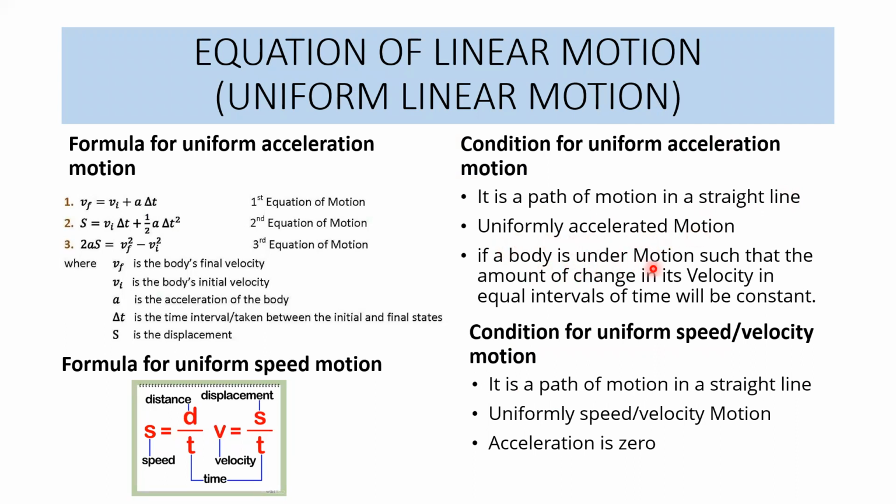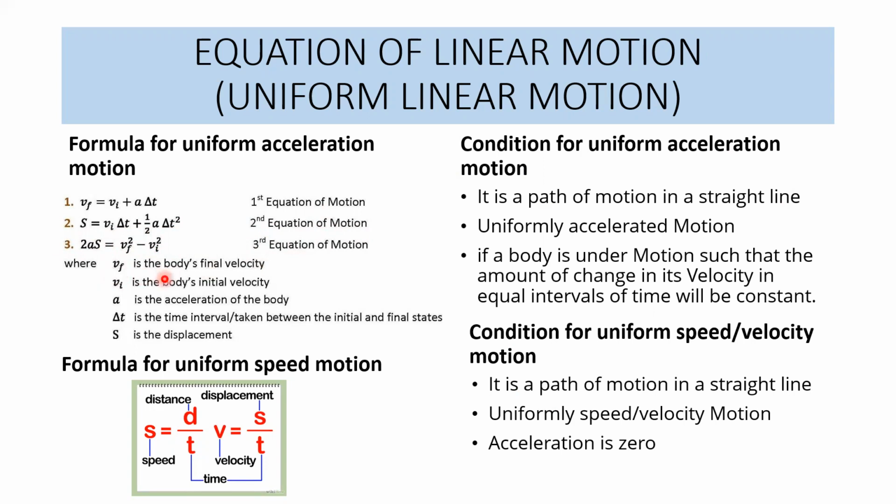And if a body is under motion such that the amount of change in its velocity in equal intervals of time will be constant, the formula is the same as the free falling object formula. So there are three formulas here. Vf equals Vi plus a times t. This is the first equation of motion. S equals Vi times delta t plus 1/2 a delta t squared. This is the second equation of motion. And then 2aS equals Vf squared minus Vi squared. And this is the third equation of motion.